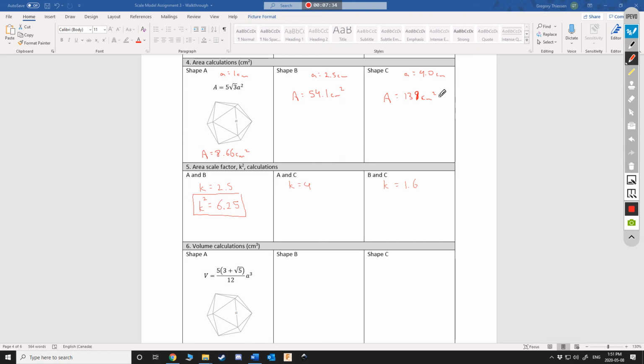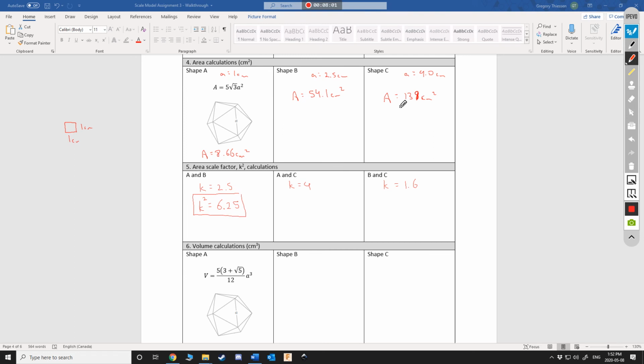So you need significantly more paper. Again, to visualize what centimeter squared means, take a ruler. Let's say that's 1 centimeter by 1 centimeter. To create this first one, we needed the equivalent of 8.6 of these squares. To create the second shape, we needed the equivalent of 54.1, about 54 of these squares. To make the last one, we needed almost 140 of those squares.